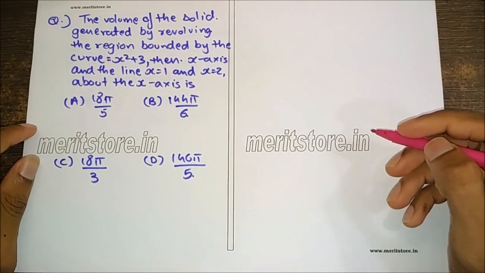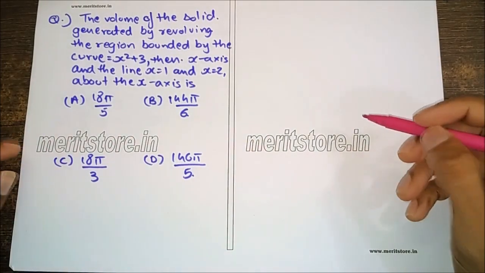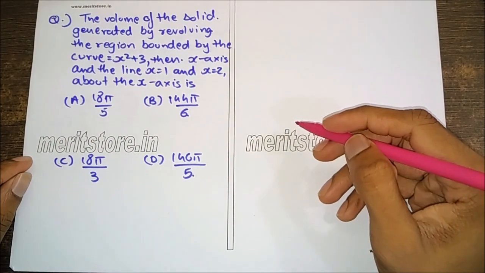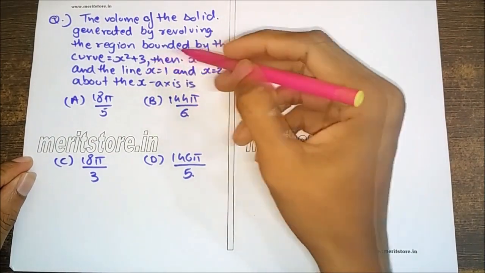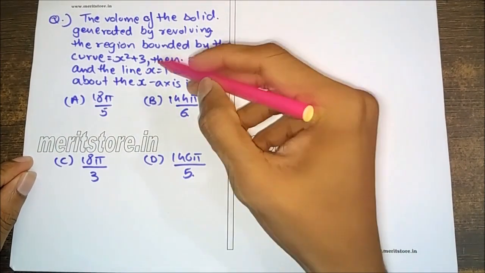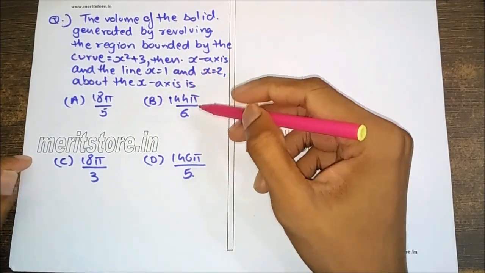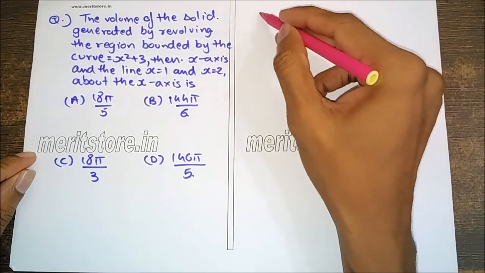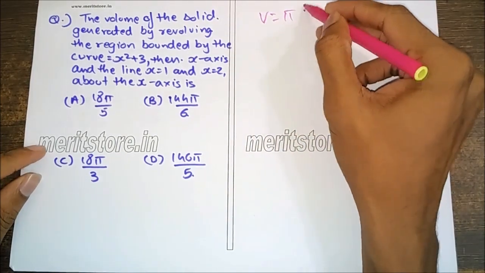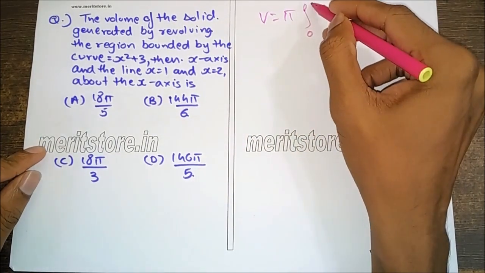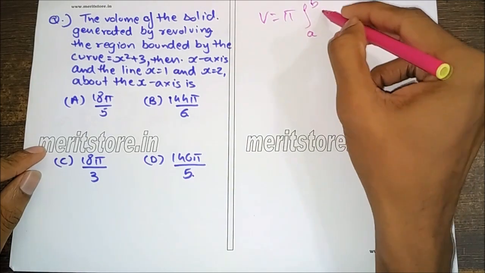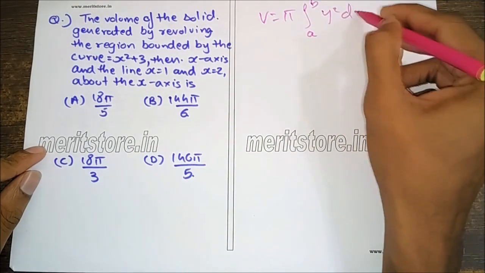Let's see MCQs on application of definite integral. The volume of the solid generated by revolving the region bounded by the curve y = x² + 3, the x-axis and the lines x = 1 and x = 2 about the x-axis is, and four options are given over here. We have volume equal to π ∫ from a to b of y² dx.